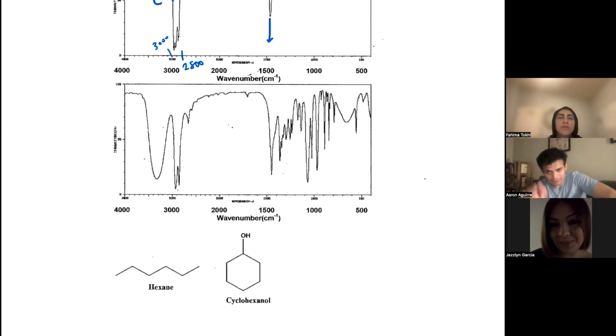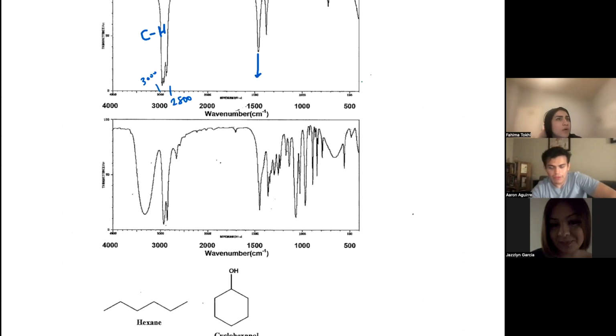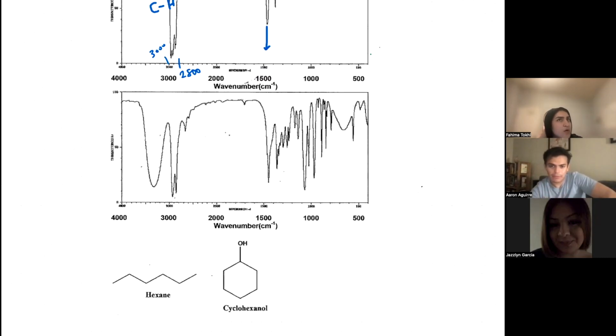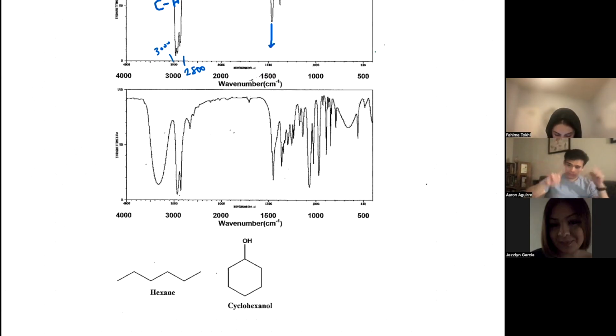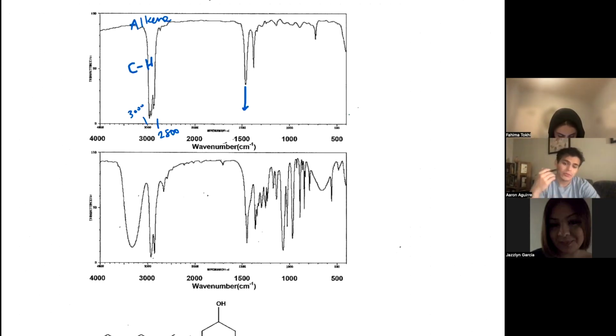Wait, which one? Oh, there's two options at the bottom. Oh, you're supposed to pick? Oh, okay, I get to match them. But you also have to explain your reasoning, the question says that, so it's not enough just to guess. 1550. So I would guess.